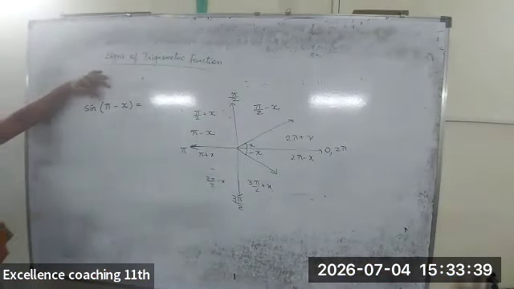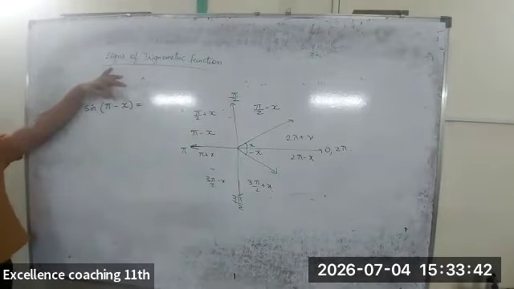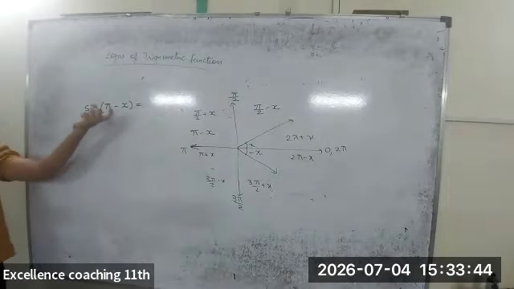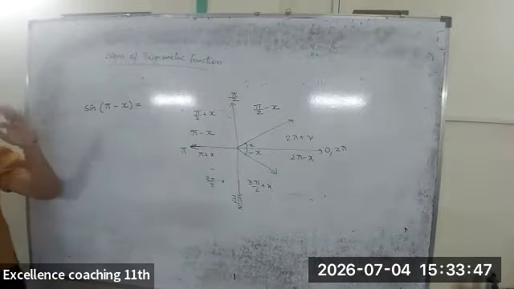So I have to find sine of pi minus x. So 3 steps you have to follow. Now you cannot simply learn by heart what is the formula of this. So if you know the 3 steps, it is easy.